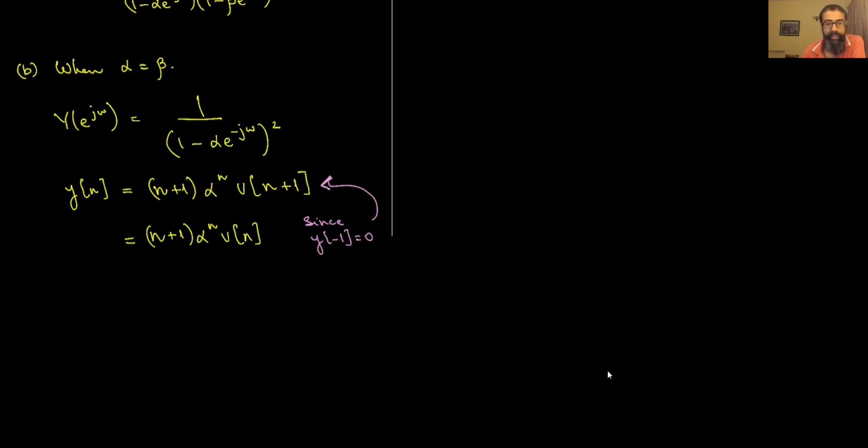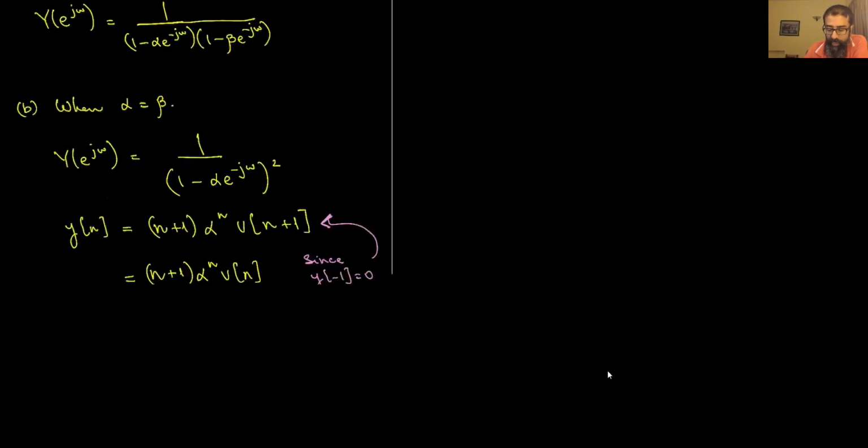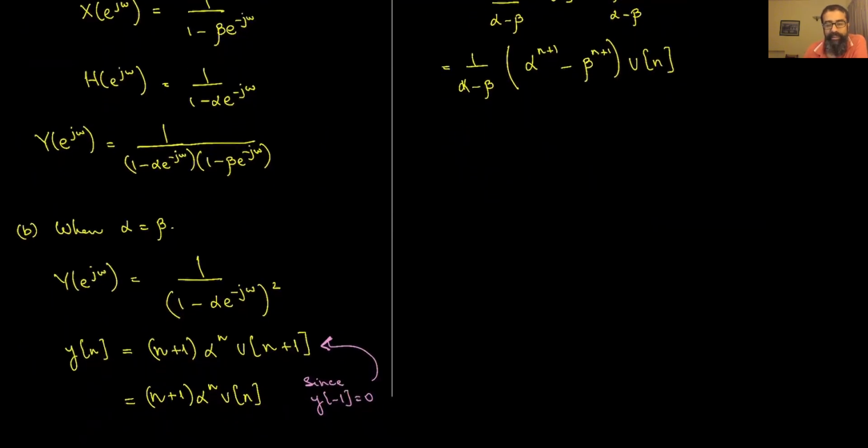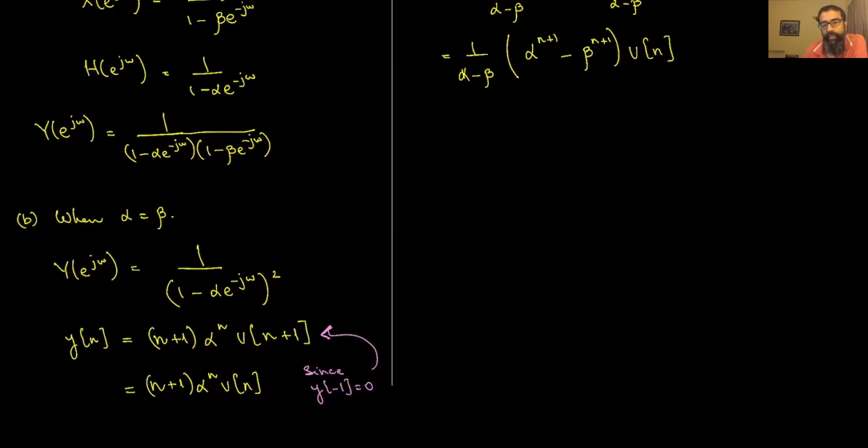And there you go. So for alpha equals beta, this is what your result is. When alpha is not equal to beta, this is what your convolution result is. And once again, go ahead and verify that this is indeed the result that you're going to get when you do discrete time convolution, as we've done in the earlier chapter.